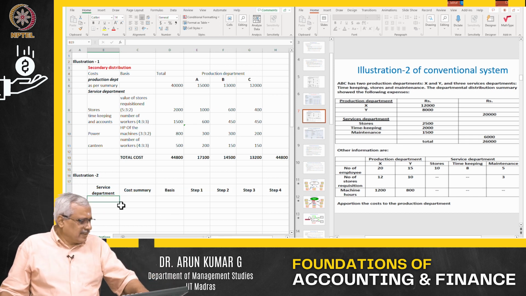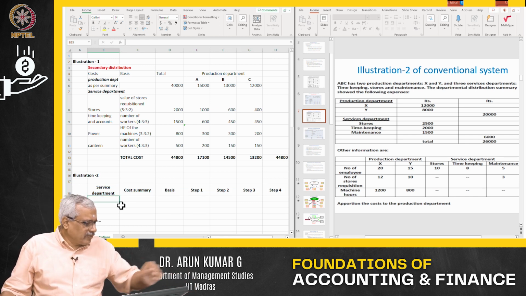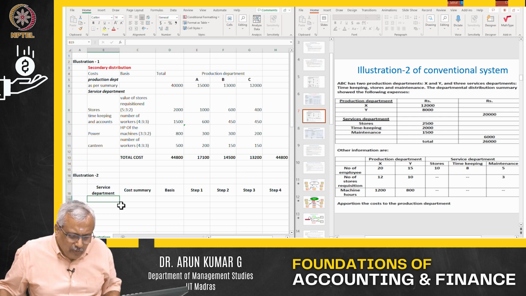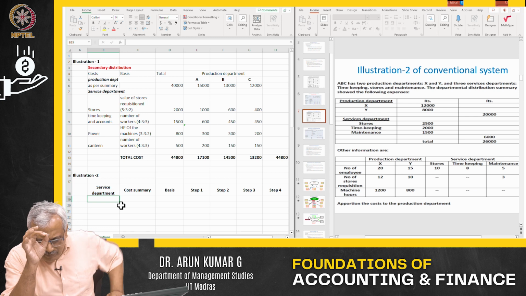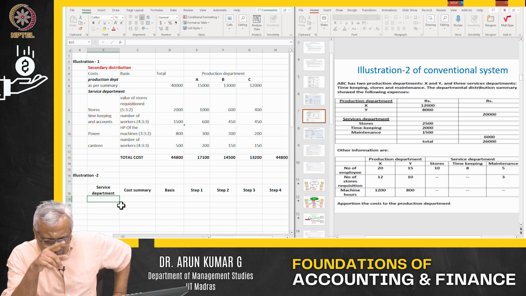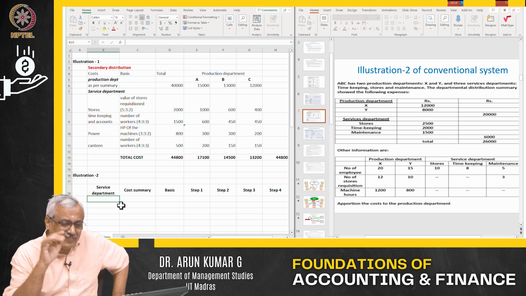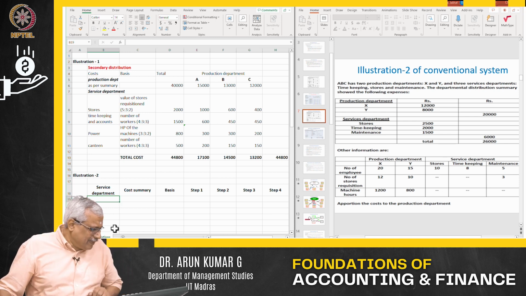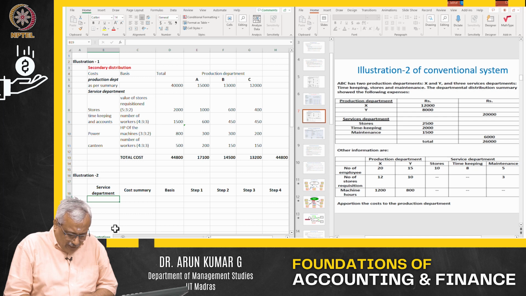Having said this, now let us look at it. First and foremost, which service department will I pick up? I am going to pick up timekeeping as a service department, because this department is going to impact all production centers, store center, maintenance center, everything, and the allocation is always based on the number of employees. So, I am going to pick up timekeeping as the first department in this particular case.